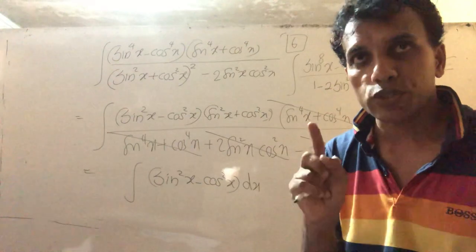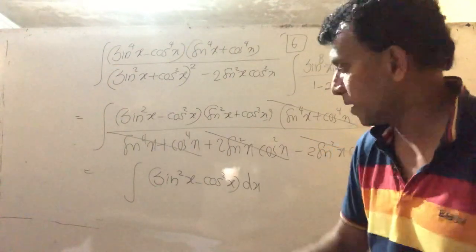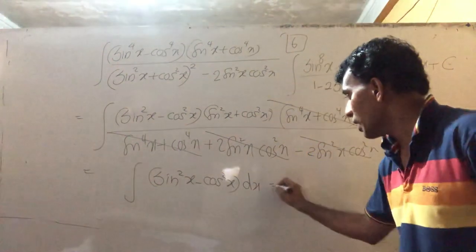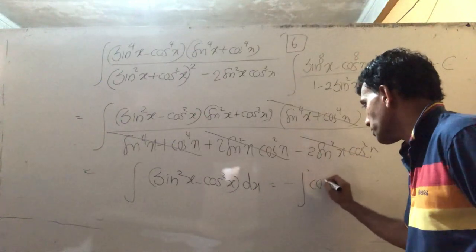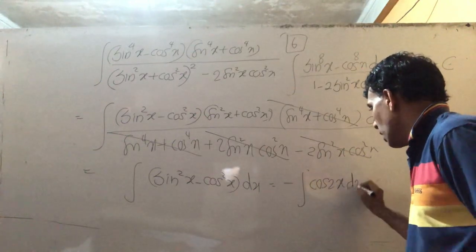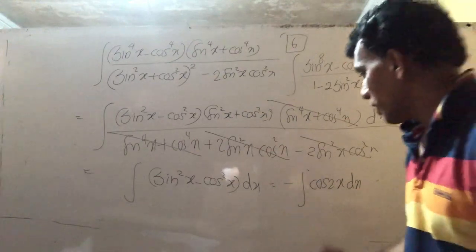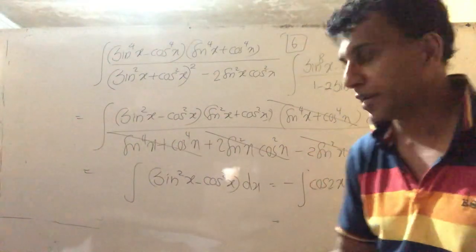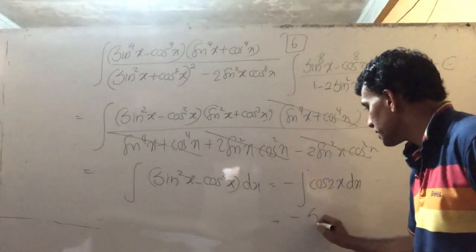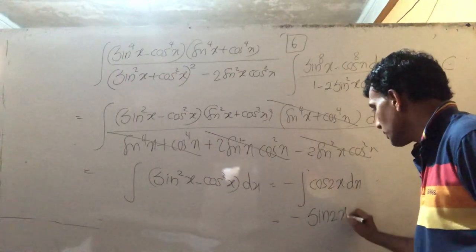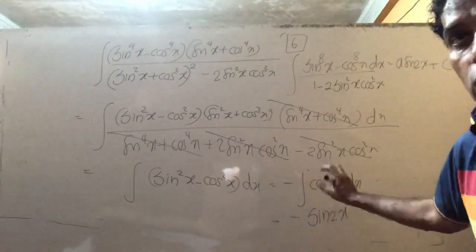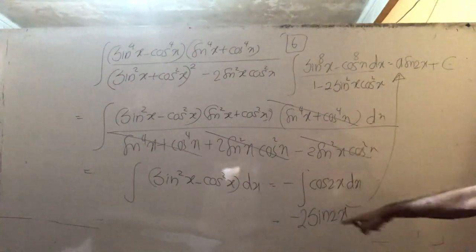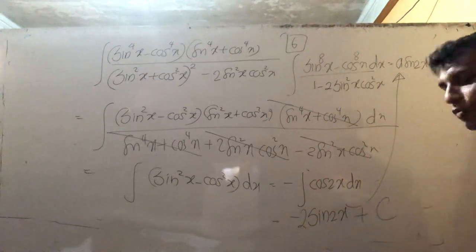Cos 2 theta is what? Cos square theta minus sine square theta. This is cos 2 theta. But there's a minus problem, so we say this is minus cos 2x dx. So what is the integration answer? Sine differentiation gives cos, so cos integration gives sine. We have the answer minus sine 2x, and differentiate the inner function. 2x is 2, therefore 2. And this shows the pattern. Check that. And also plus c, right? Plus c.